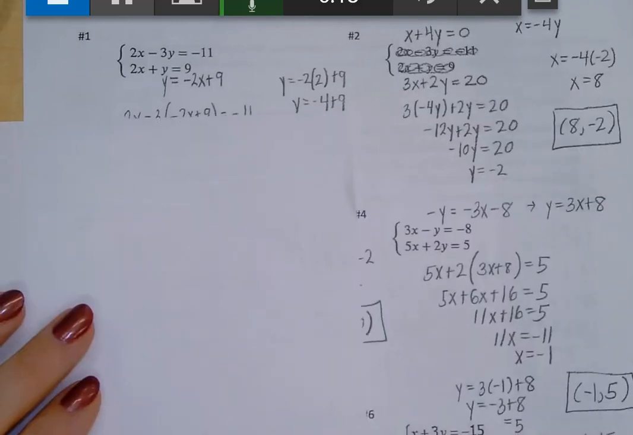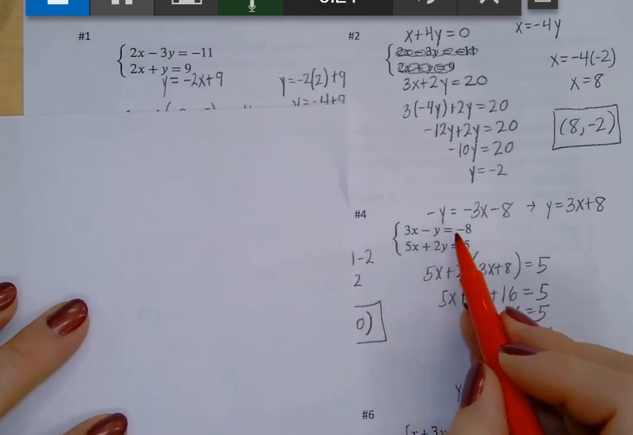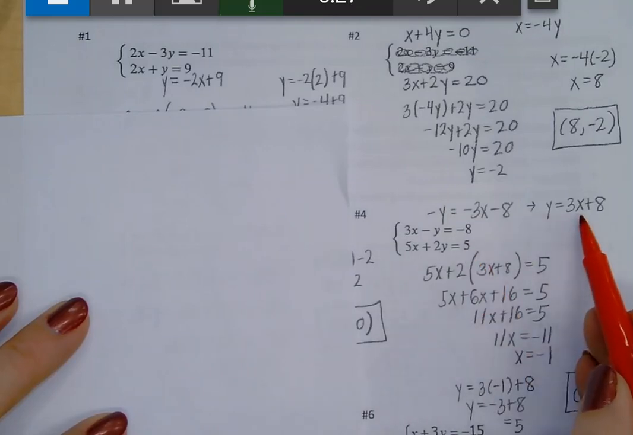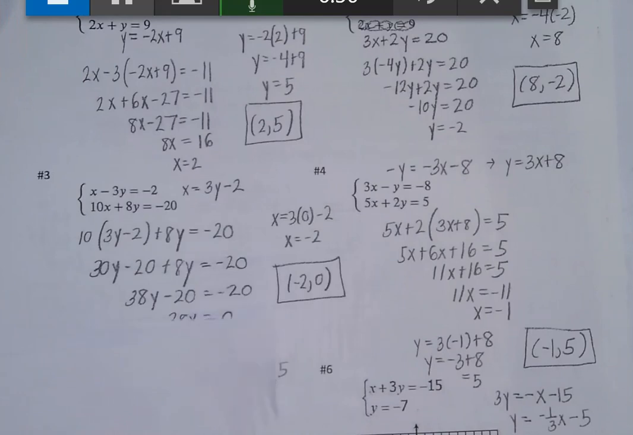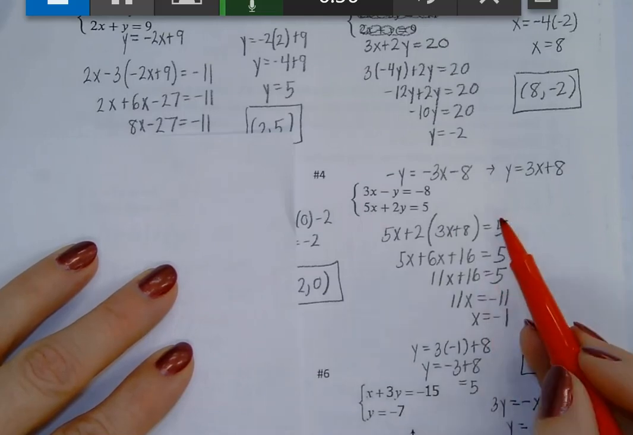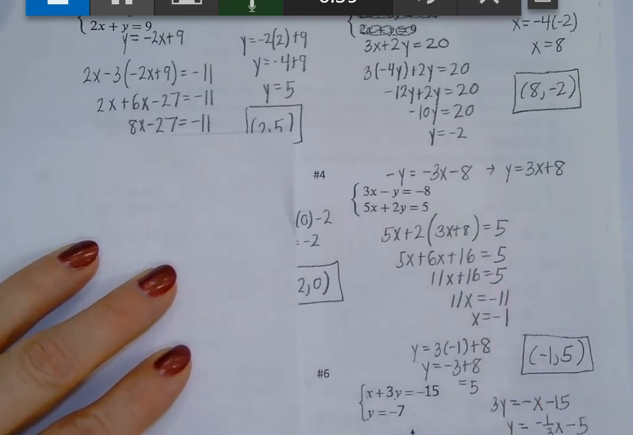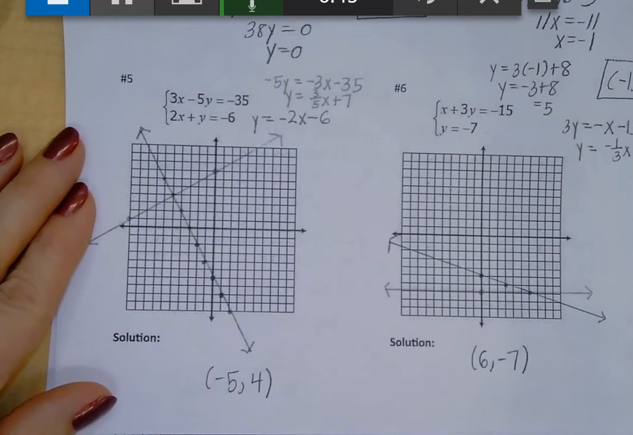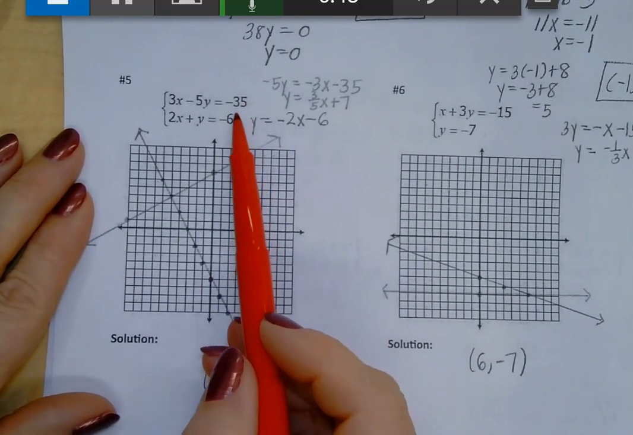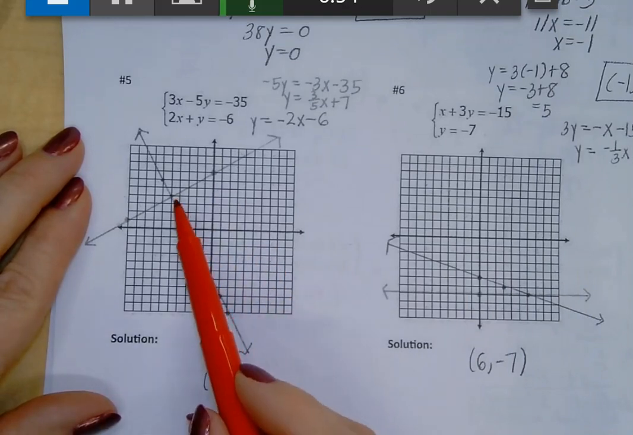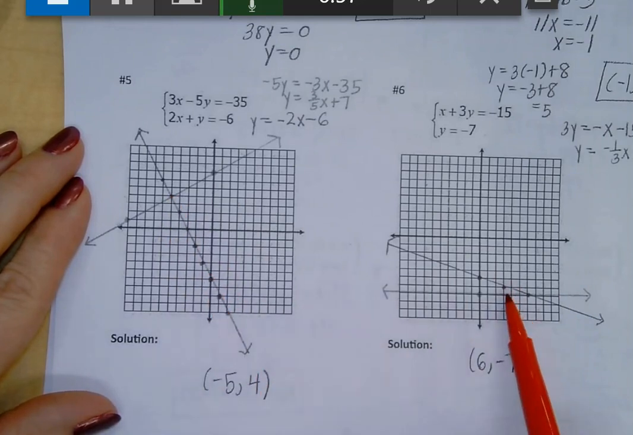All right, number 4, you start isolating that top equation, you isolate the y, so you end up with y equals 3x plus 8, and if you solve all the way down, you'll end up with the ordered pair negative 1, 5. You can pause here and you can see step by step what I did. Okay, and then number 5, number 6, we are solving by graphing. So I generally put each one of my equations in slope-intercept form and then graph them. And you find that your ordered pair here is negative 5, 4, and your ordered pair here is over at this spot, and it is 6, negative 7.